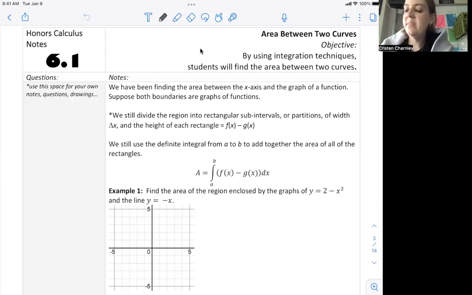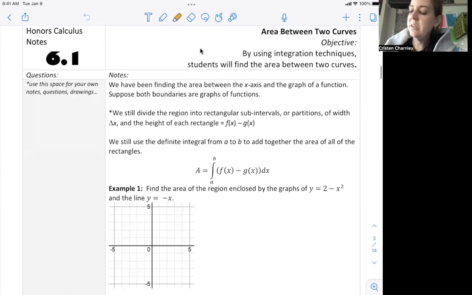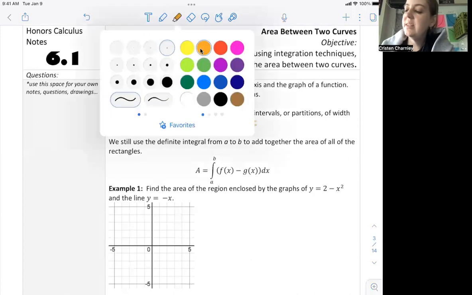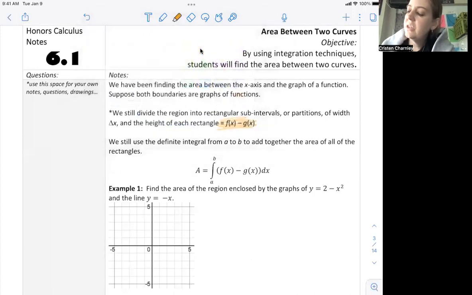Each one has the width of delta x, which we did with our rectangles, but the height is the function on the top minus the function on the bottom. We will still use the definite integral from a to b to add together all of the rectangles. This is the integral formula that we'll be using. It's really not too bad.